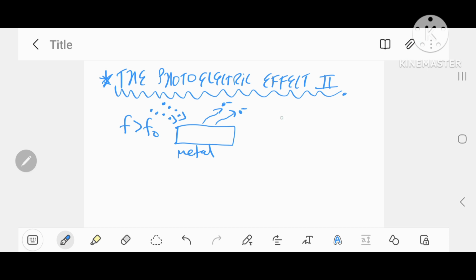Albert Einstein in 1905 made 3 assumptions to explain what was happening. The first assumption was that light consists of photons, each with energy E equals hf, where E is the energy in joules, h is Planck's constant, a number 6.626 times 10 to the minus 34 joule seconds, and f is the frequency of light in hertz.